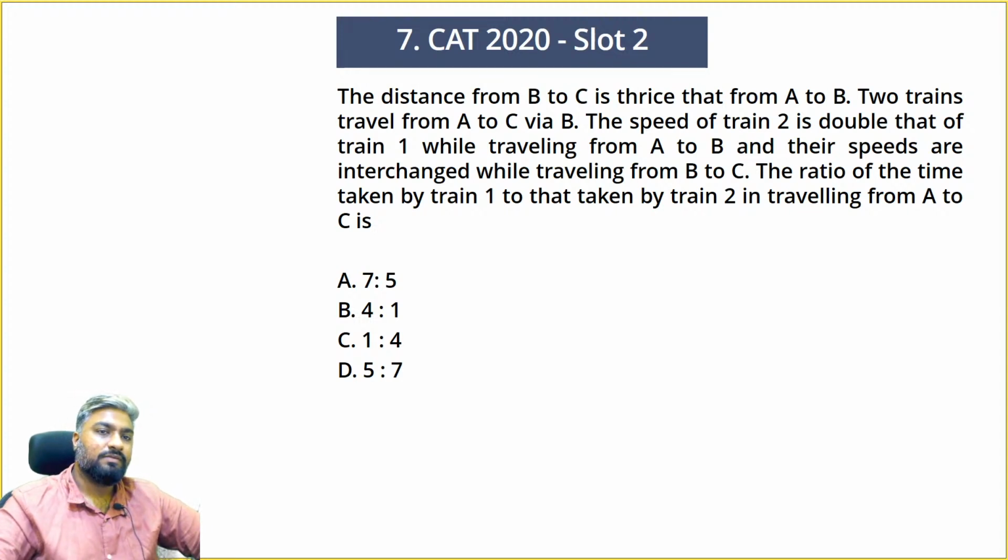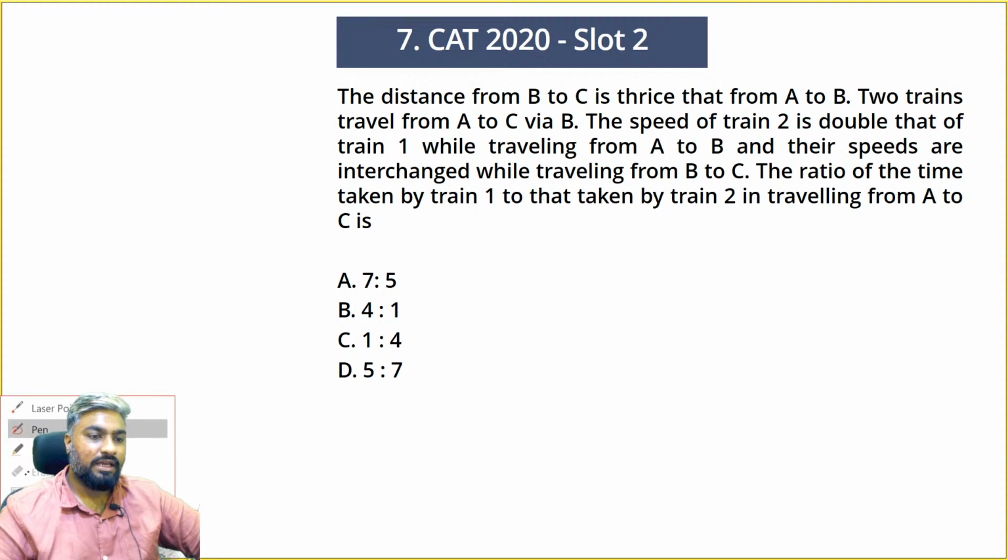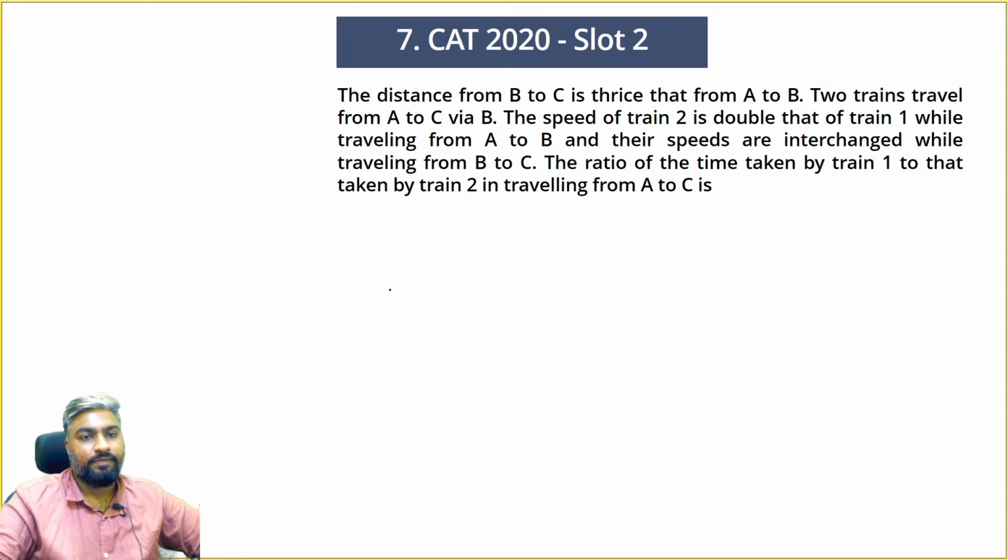Question number 7. Now this is from the second slot, but same 2020. Okay. Now look at this. We have been given a lot of information. Distance from B to C is thrice that from A to B. If we were to draw a diagram, let's say this is A, this is B, and this is C.